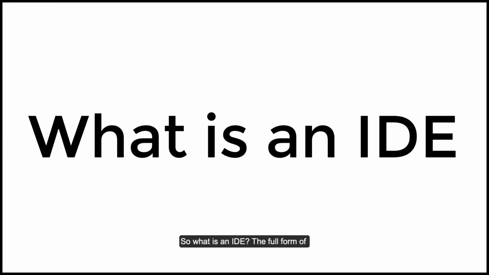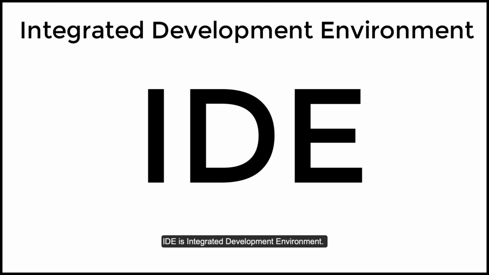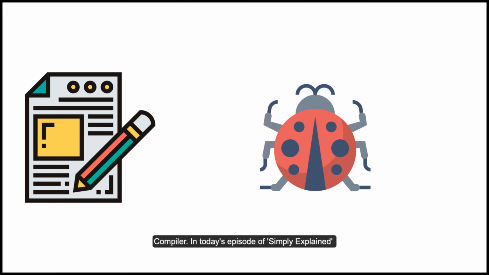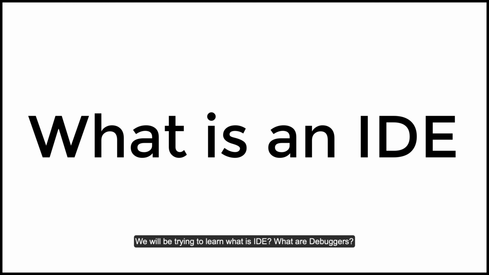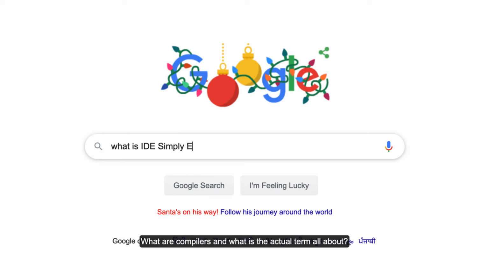So what is an IDE? The full form of IDE is Integrated Development Environment, and it is basically an environment or a combination of tools like the text editor, the debugger and the compiler. So in today's episode of Simply Explained, we'll be trying to learn what is IDE, what are debuggers, what are compilers, and what is the actual term all about practically.